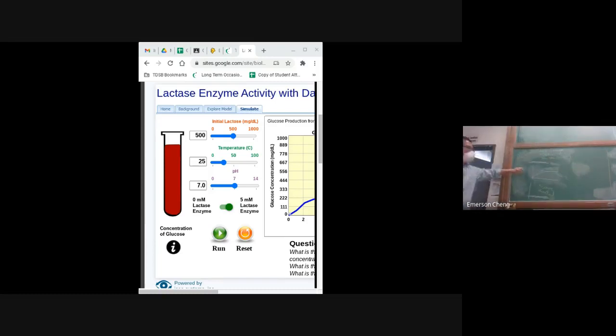Now for 25, if you're comparing like in the middle, 25 and 35 degrees, why would the 35 curve look like this? What does it mean when at 35, it gets up here faster and then plateaus? Yes? I guess there's more energy for it to reach its maximum glucose production. Okay.